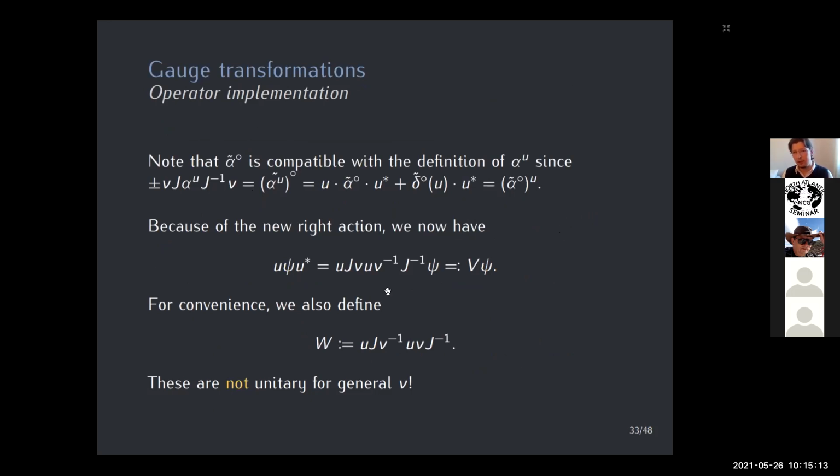But now that we've introduced a new right action, conjugation by unitary elements is not just the familiar uj, but the twist gets incorporated here. So let's call this operator V. And for the sake of future convenience, we'll also define W, which is basically the same thing, but with the opposite choice of twist. First thing to note, neither of these is unitary in general, which might raise some alarm bells, but it's okay.